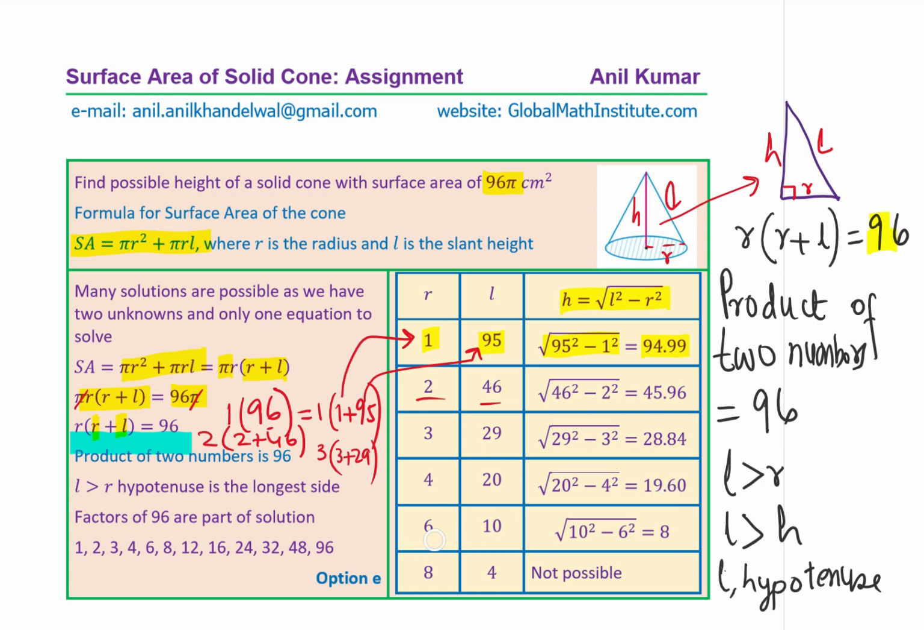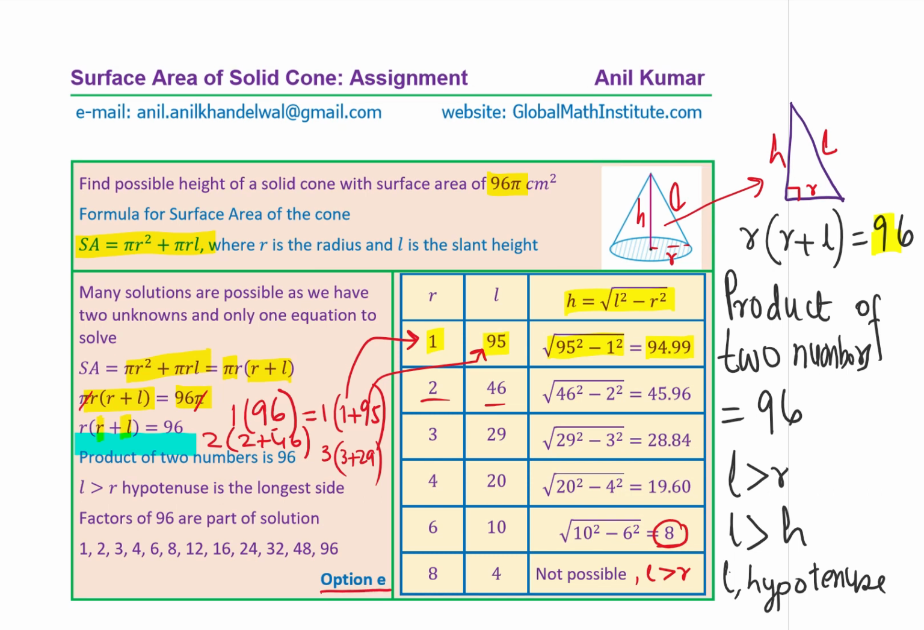Then 6 times 16 works for us. 6 times 16 is 96. Then R plus L is 10. 6 plus 10, correct? And we get the height as the square root of 10 square minus 6 square, which is 8. So 8 is the integer which we are looking for. Well, if you try 8 and 4, that is not possible, since the value of L should be greater than R, correct? That is why this is not possible. So we do get our answer, which is option E for us.